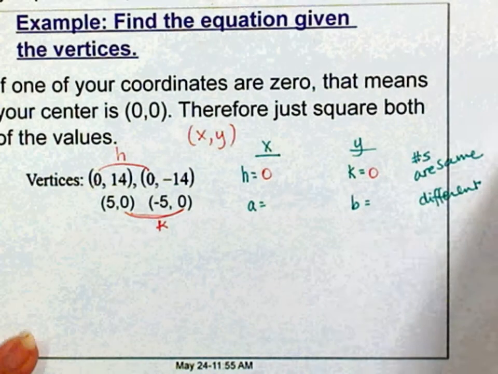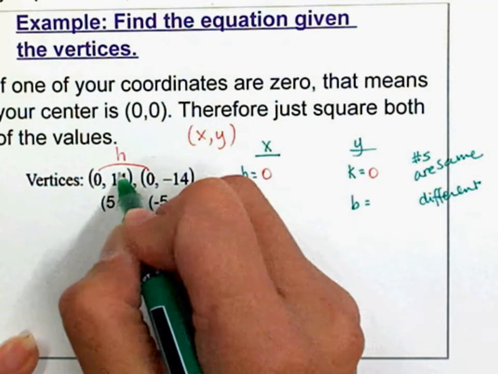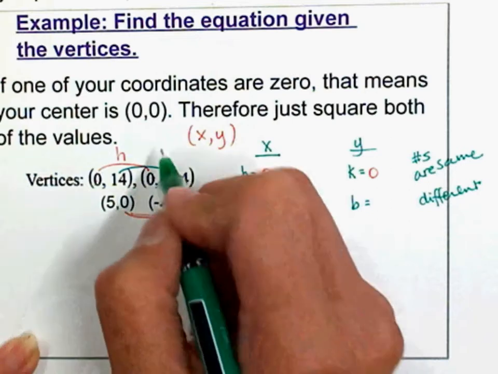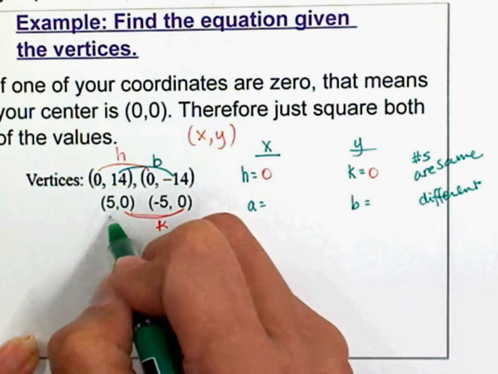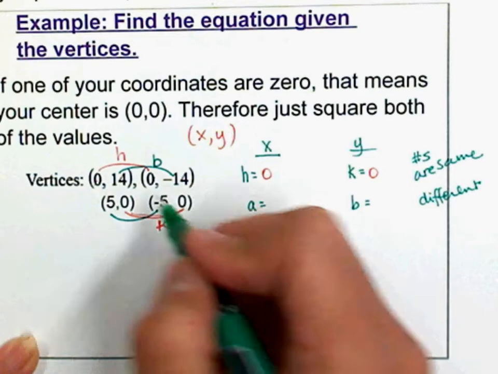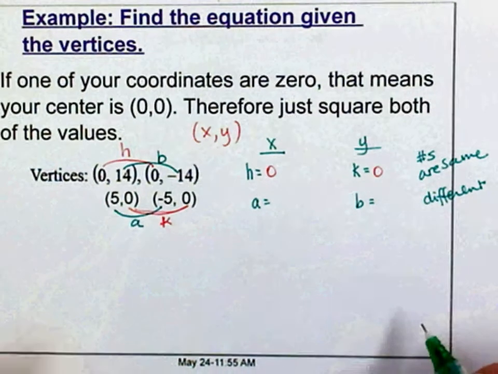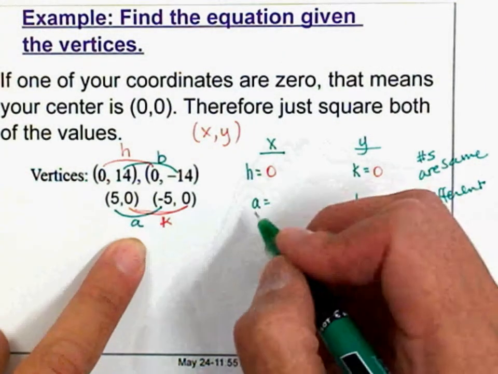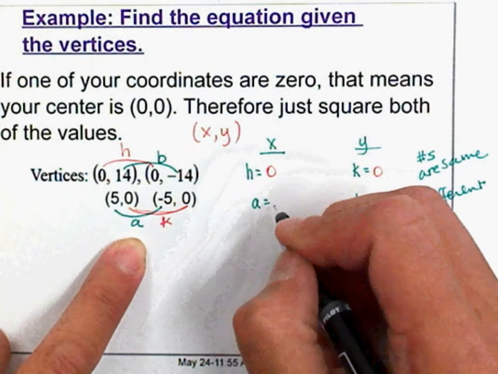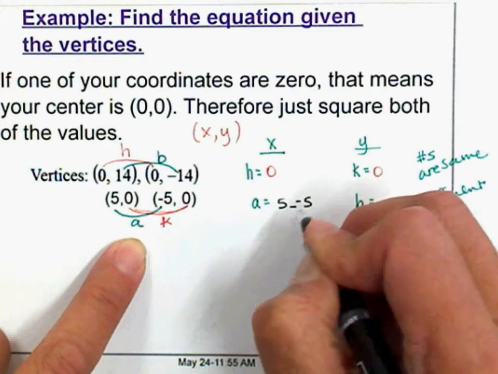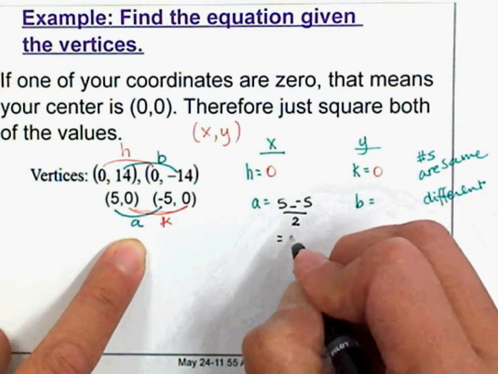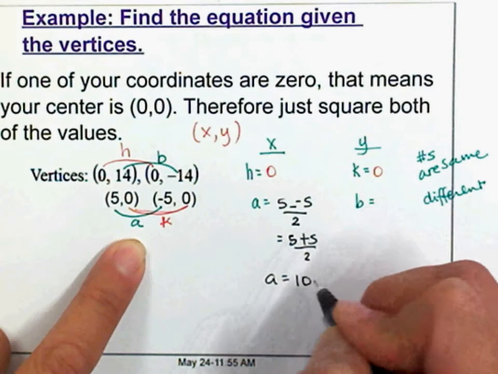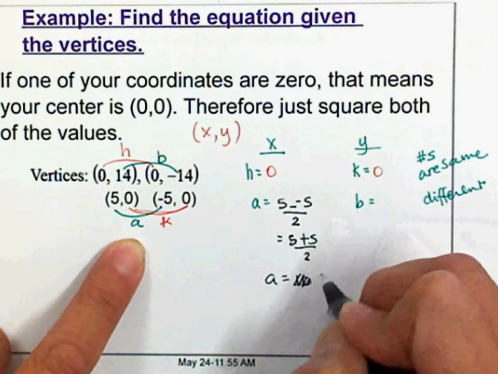All right. Next part. Let's look at your 14 and negative 14. They're different numbers. One's 14, one's negative. They're in the y, so there's your b. 5 and negative 5. They're in the x, so there's your a, because h, x, and a go together. So how do you find a? To find a, you take 5 minus negative 5 divided by 2, which is 5 plus 5 divided by 2, so a is equal to 10 divided by 2, which is 5.